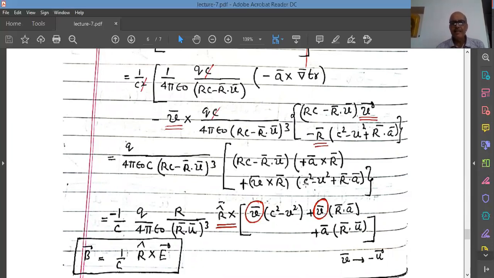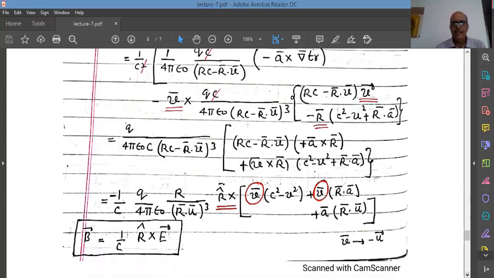If you check the quantity inside the bracket, we have c square minus b square, and then with the velocity v into c square minus b square, the velocity into r dot a, and the velocity into r dot u, because rc minus r dot b can be written as r dot u. And here we have the acceleration because we have inverted this. In place of a cross r, I am writing it as r cross u with a minus sign. So r is coming out, it's common, so it's a cross product with the whole thing inside the bracket.